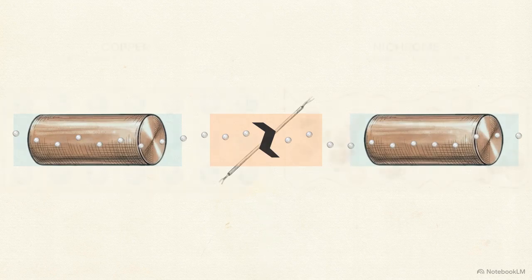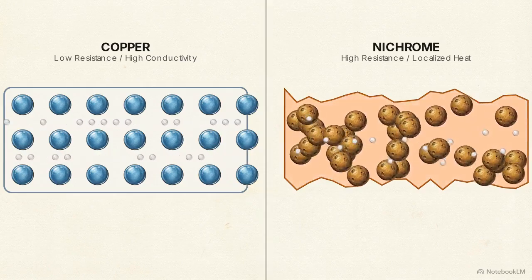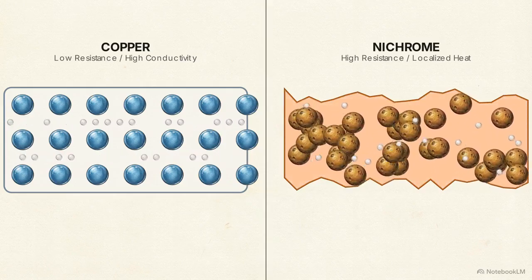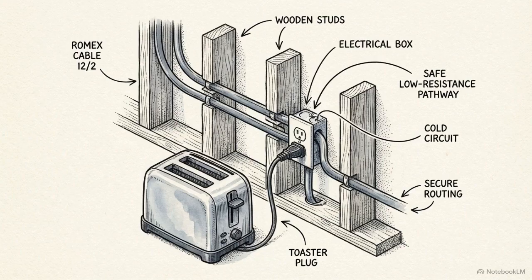The toaster's power cord remains cool because its thick copper offers almost no resistance to the flowing electrons. Meanwhile, the internal nichrome wire is intentionally thin and highly resistant, creating the friction needed for localized heat. This predictable law allows us to generate localized heat for our tools, while ensuring the rest of our electrical infrastructure remains at a safe temperature.